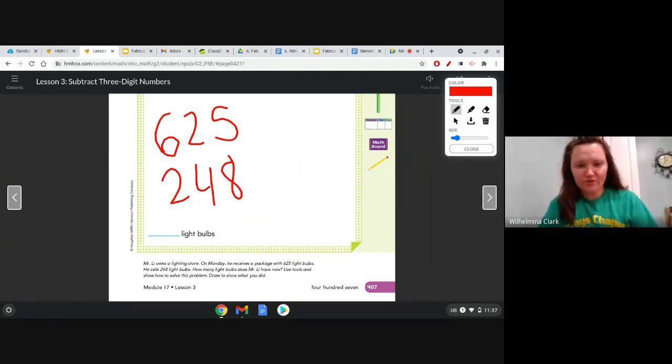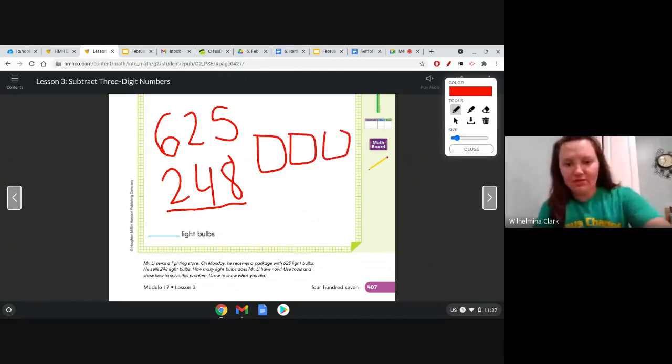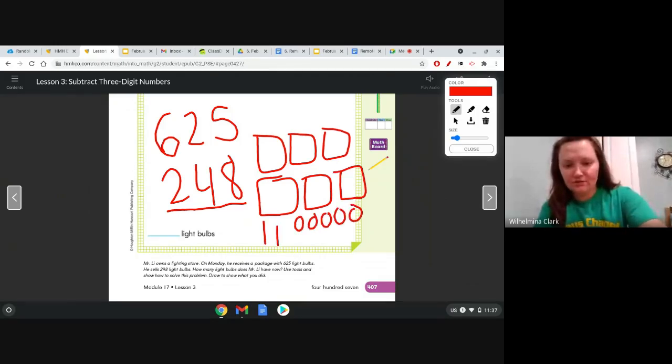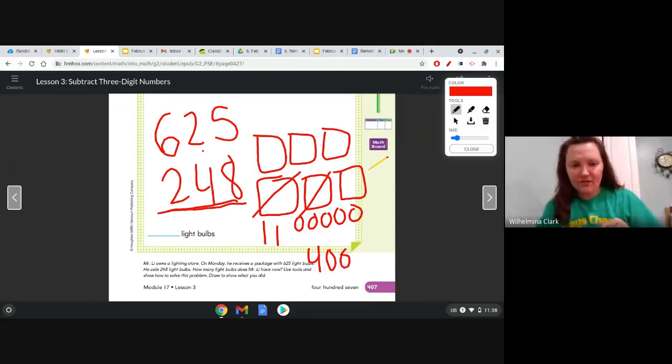So I'm going to use base 10 for this. Now remember, we don't have to draw this number when we're doing base 10 because we're not adding them together. So if I do 100, 200, 300, 400, 500, 600, 10, 20, 1, 2, 3, 4, 5. Okay, so we're going to take away 248. So let's start with hundreds. So we have 100, 200. Okay, so we've got 400 left, right? But we need to do the tens next.